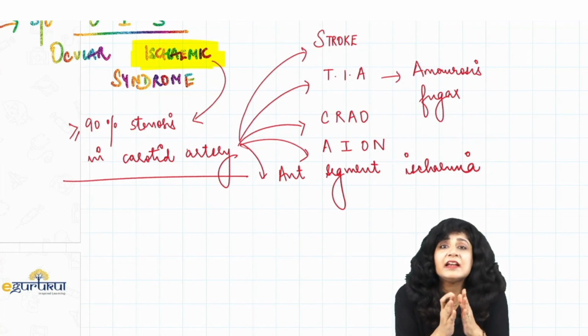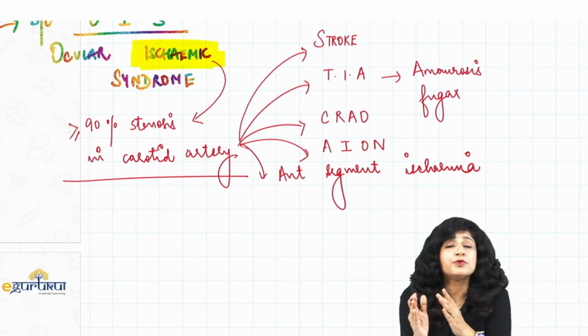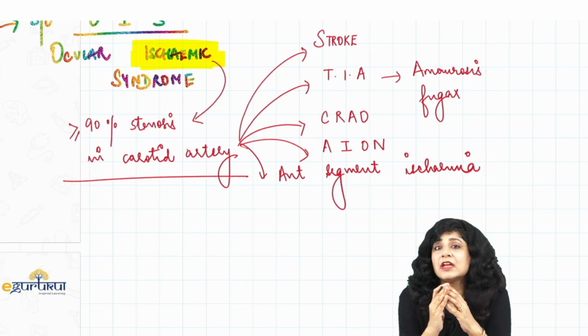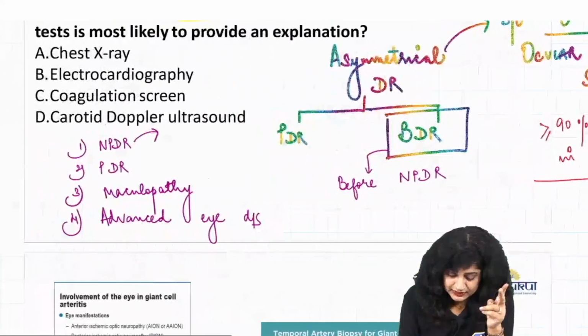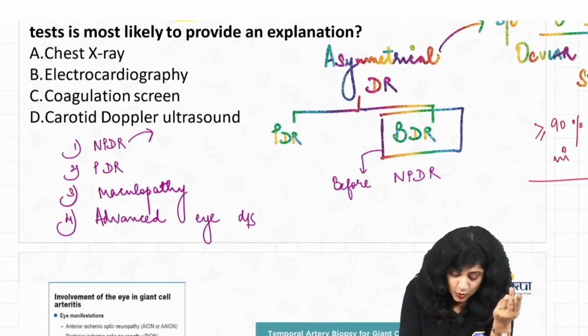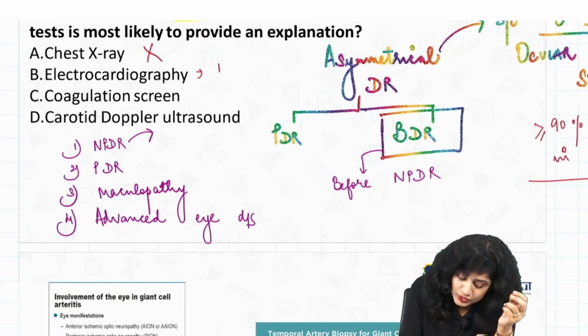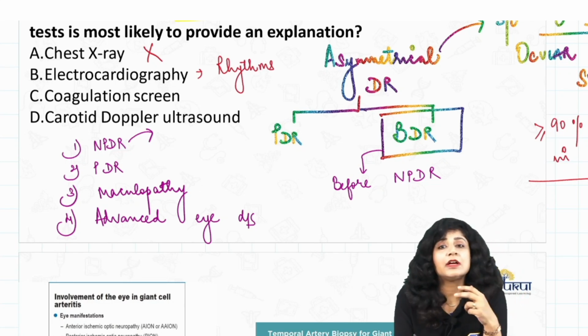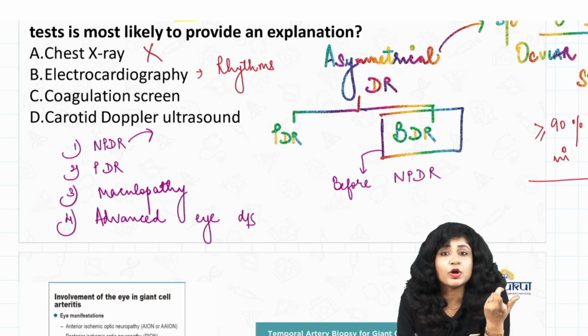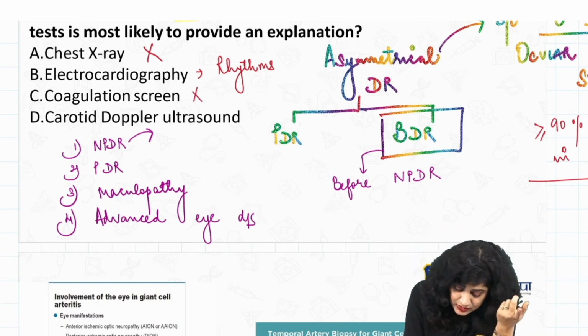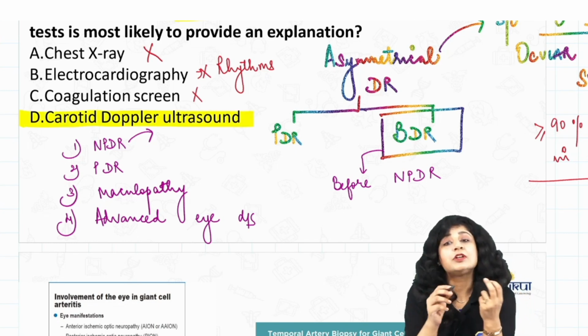So on those lines you have to think what is the investigation that is going to give you the idea about the ocular ischemic syndrome. So let's see, the chest X-ray, no. ECG. Now ECG will tell you about the rhythm. So this is not actually what we require for the ocular ischemic syndrome. Coagulation screen, no. ECG, no. So yes, obviously the best one is your carotid Doppler ultrasound.